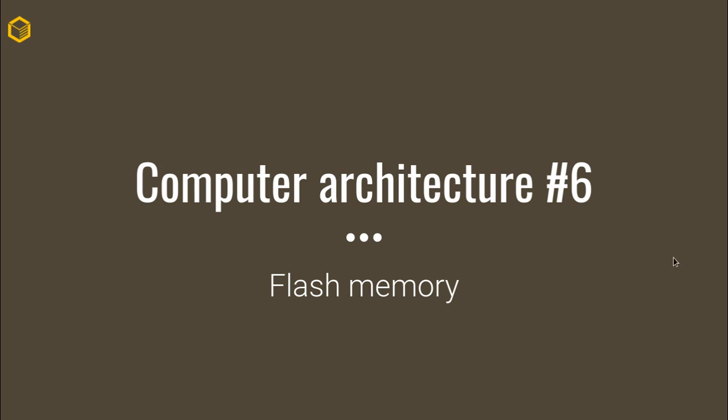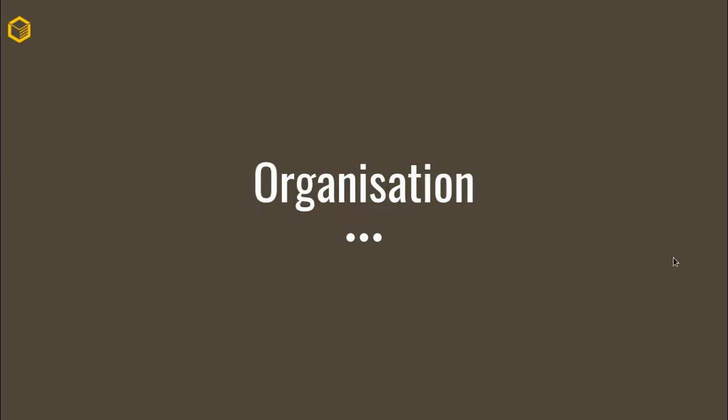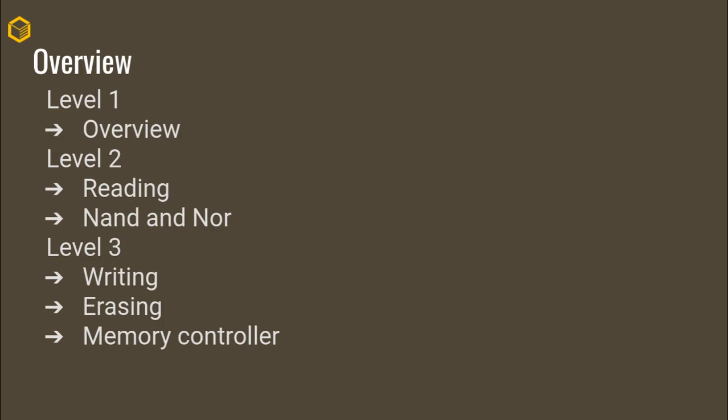So, computer architecture, flash memory. A little bit of background and organization for this talk, like always. We'll be separating this in levels of complexity. So, for those not familiar with it, we generally start with level one, which is a simplest high level approach where we go over the main benefits and advantages of this technology.